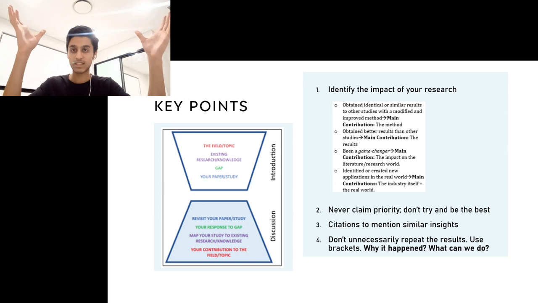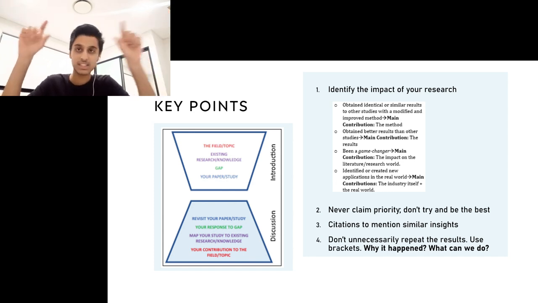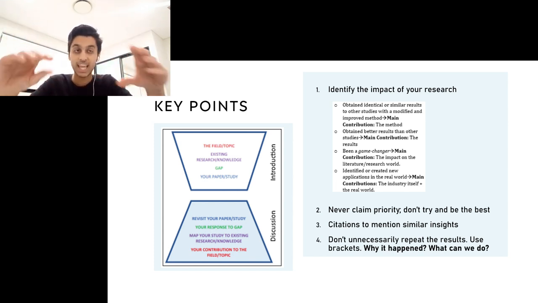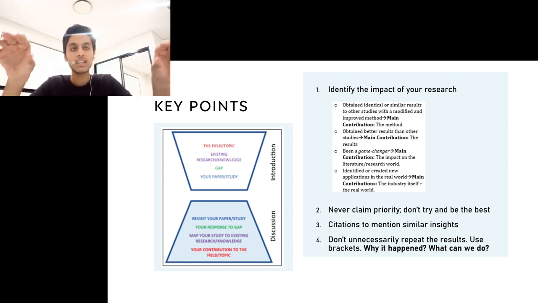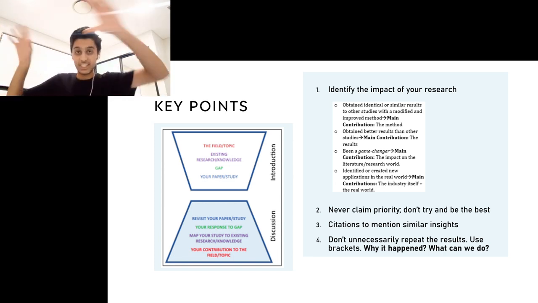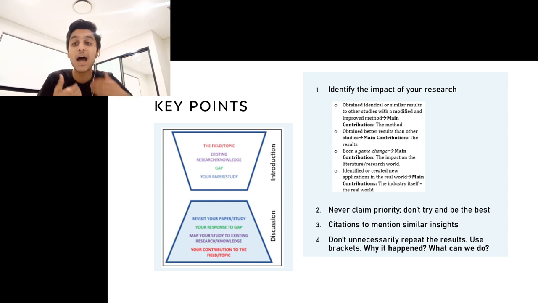So I start off by talking about classical physics. I'll begin with classical physics. I'll take a small section, astronomy, in my introduction. Then I'm going to identify a gap in astronomy. I'll say Newton's universal law of gravitation does not apply on planets, even though it does. And then in the discussion, I'm going to talk about what my paper talks about. Then I'm going to say this is why Newton's universal law of gravitation does not apply to planets. Then I'm going to map it to the existing research and knowledge in the astronomy field. And then I'm going to talk about how I contributed to the entire field itself.